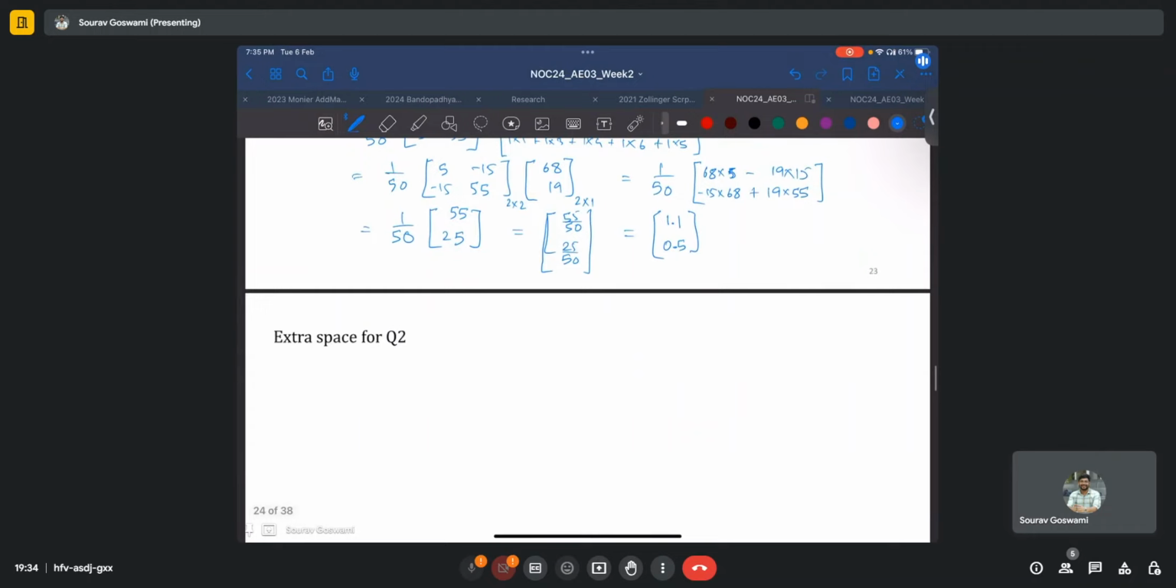Thus our function is in fact 1.1x plus 0.5. This is the least squares line, or we can also write this as y equals 1.1x plus 0.5.